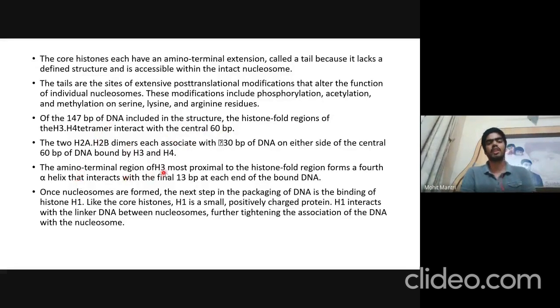amino terminal region of H3, which is present in the most proximal region of these, forms a fourth alpha helix that interacts with the final 13 base pair at each end of the bound DNA. So 120 base pair plus 13 and plus 13, that is 146 base pair of the core DNA is associated with the nucleosome. Once the nucleosome are formed, the next step in the packaging of DNA is binding of the histone H1. And histone H1 is small positively charged protein. It interacts with the linear DNA between nucleosome and further tightens the association of the DNA with the nucleosome.